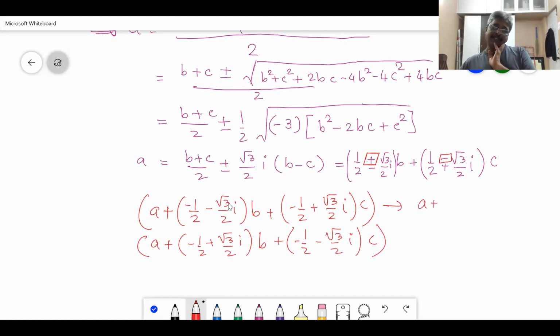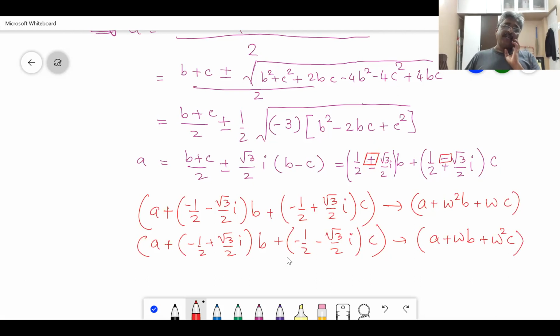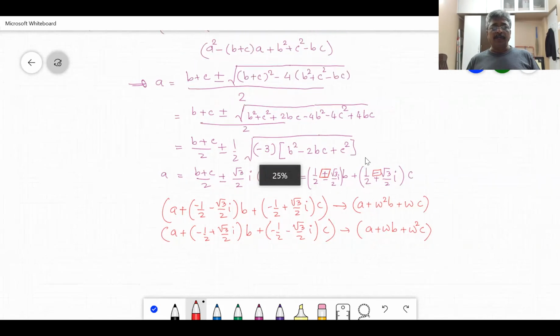But this factor we know what it is. A plus, this is omega square b, plus, this is omega, and this is a plus omega b plus omega square c. And hence we get the same three factors, but this is long, that was elegant. Have you understood? You want me to keep it on the board for some time so that you write it?